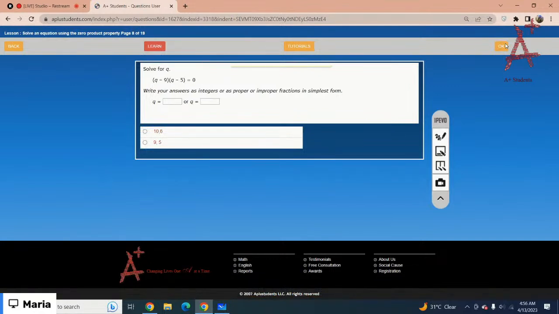Okay, q minus 9 times q minus 5 equals 0. So just equate both the factors with 0. So which is the answer then? They are 9 and 5. Got it? Option number 2 is the correct option.